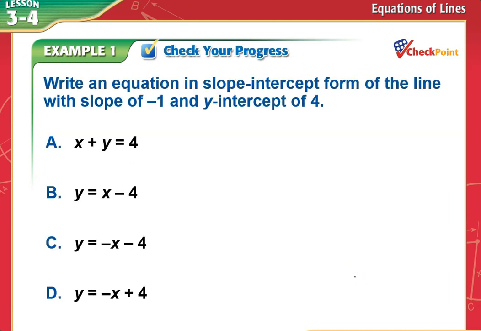Check your progress. You're going to write an equation in slope-intercept form of the line with slope -1 and a y-intercept of 4. And I'll pause the video. The answer is y equals -x plus 4.